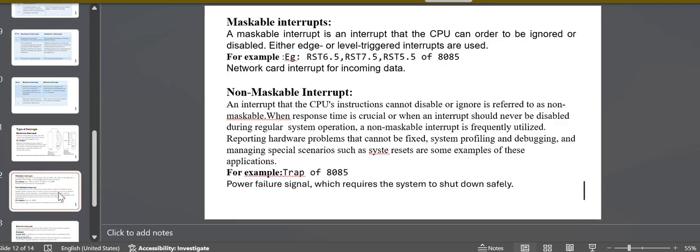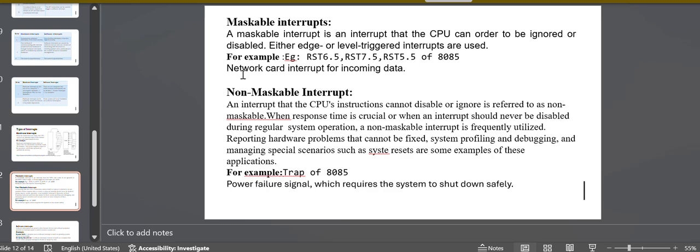The next thing is the maskable interrupt. A maskable interrupt is an interrupt that the CPU can order to be ignored or disabled. Either edge-triggered or level-triggered interrupts are used. Here you can see the example, a network card interrupt for incoming data.